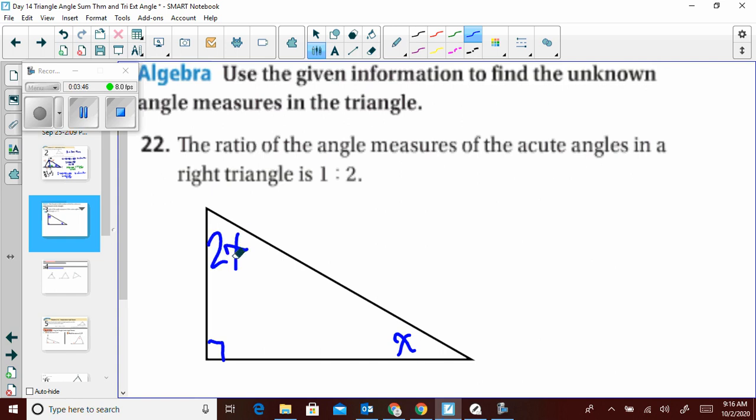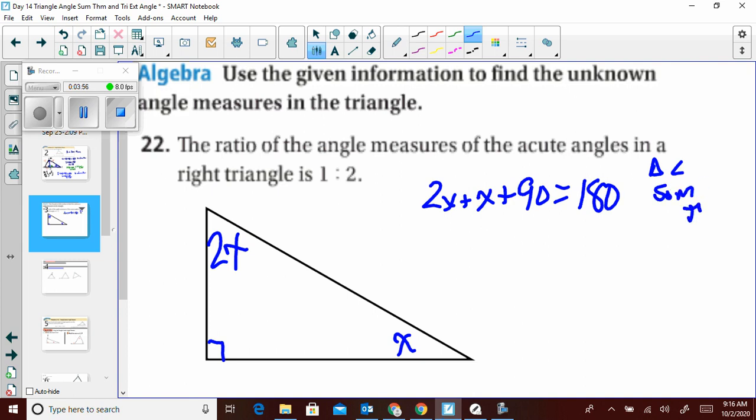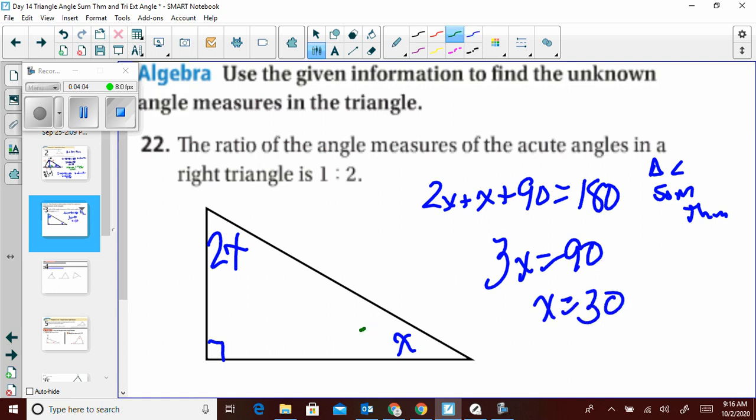So by the triangle angle sum theorem, 2x plus 90 is 180. 3x is 90, x is 30. That gives me 30 and 60, a ratio of 1 to 2. That's just some ratio application to the triangle angle sum theorem. You have a question to work on your own at the end of this. It's a little bit more in-depth algebra.